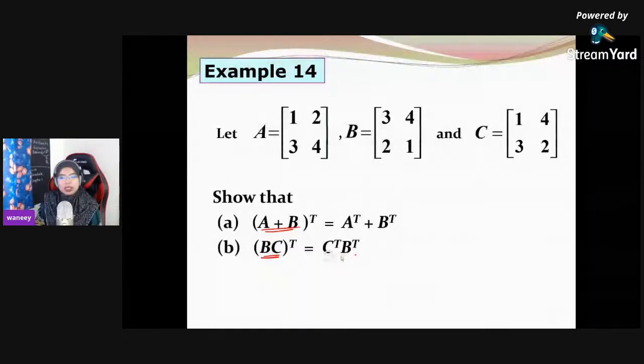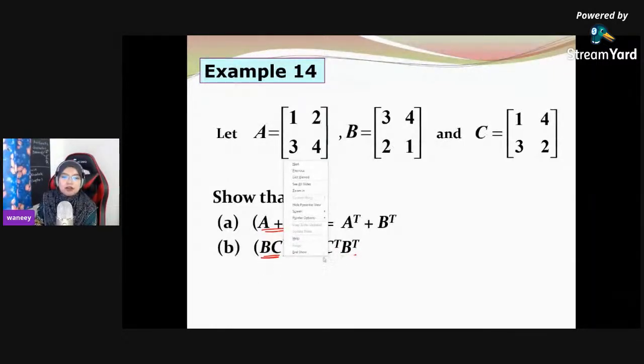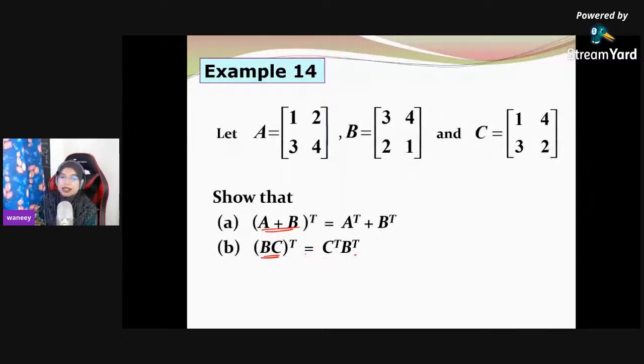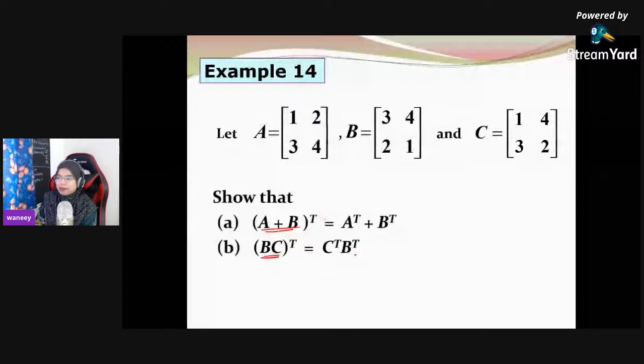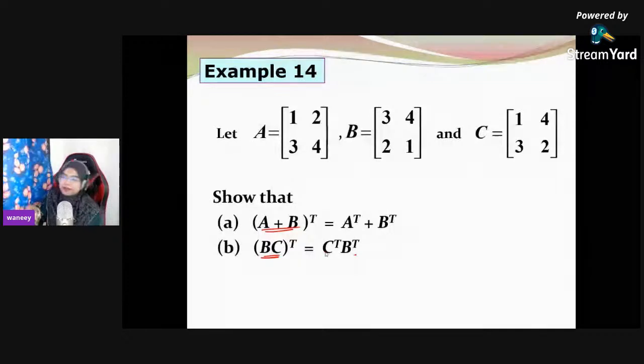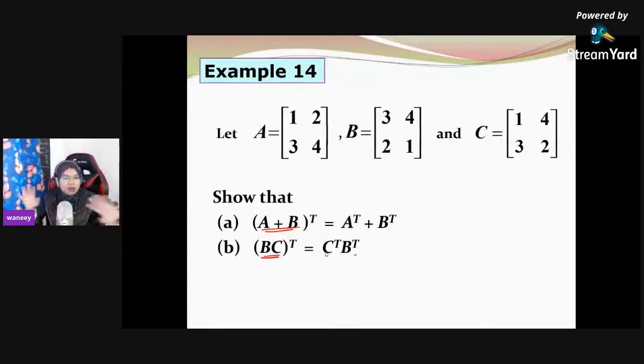So I'll give you around 5 minutes for you to try to do this example, and then let us discuss later on. Dia sepatutnya kena sama. So try to show that you will get the same value on the left hand side and right hand side. So 5 minit untuk awak try. Kalau ada benda yang tak faham, boleh tulis kat komen chat. Boleh tulis kat chat box kalau ada benda yang tak faham.